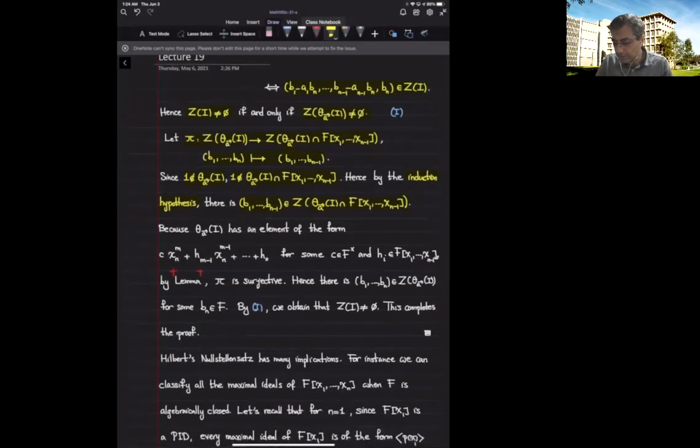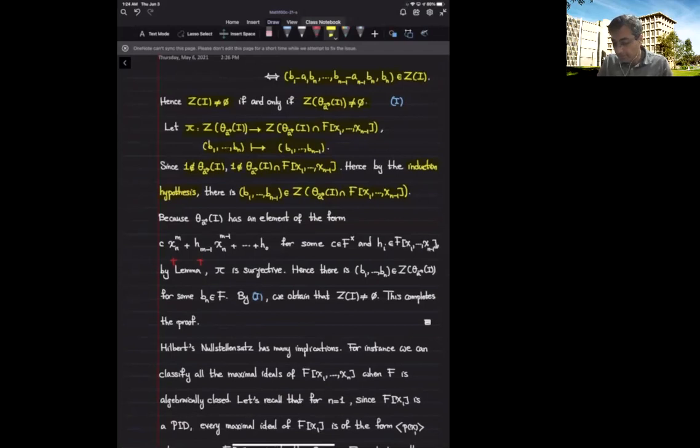Now, as I pointed out, this map is surjective because of the important lemma that we proved. Again, because theta of A has an element of the form c times x sub n raised to power m plus the rest, and c is a unit, a constant polynomial, by the lemma that we showed, we can deduce that pi is surjective. Okay, that means this is in the image of pi, which means there exists b1 dot dot dot b sub n in the common zeros of theta of A of I. In particular, this is a non-empty set, and therefore Z of I is a non-empty set. And that completes the proof.